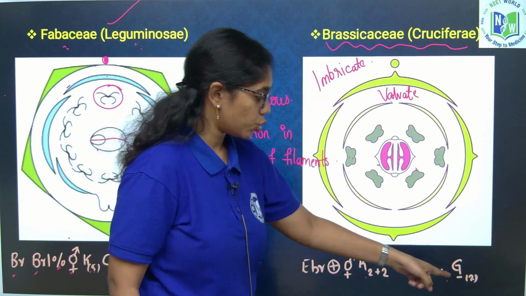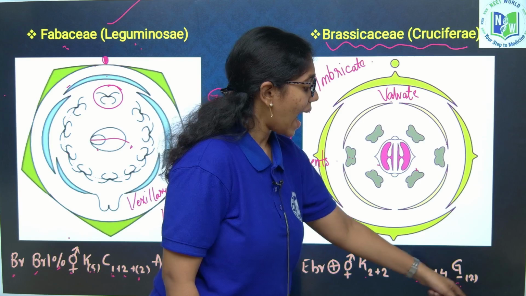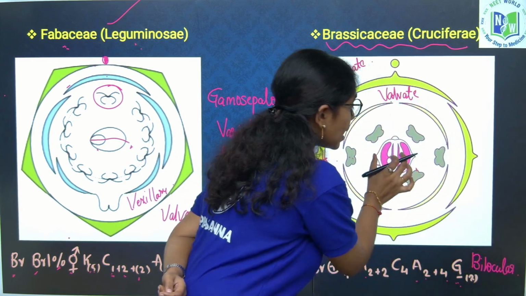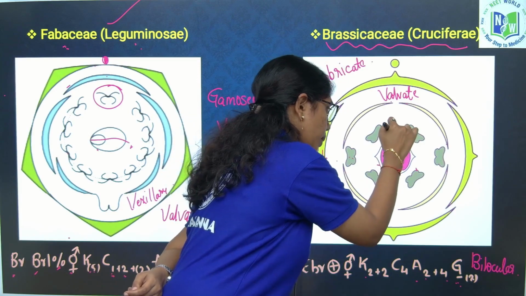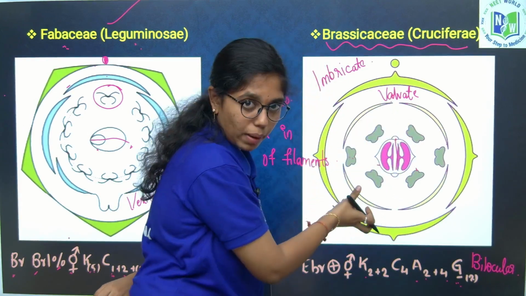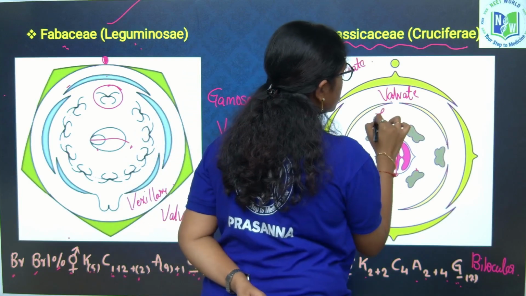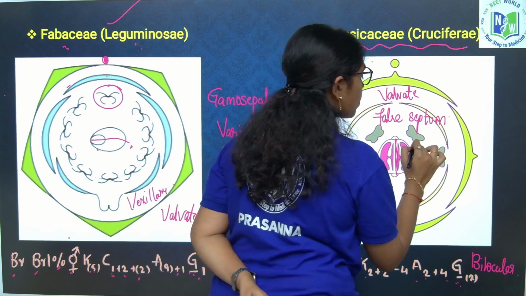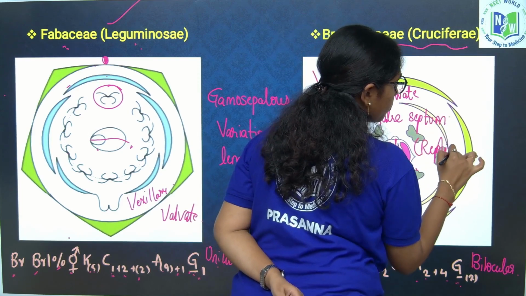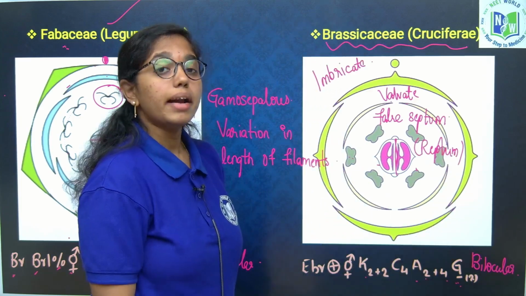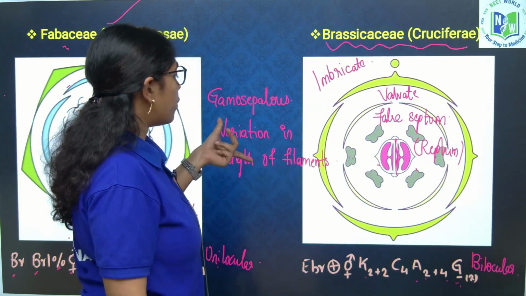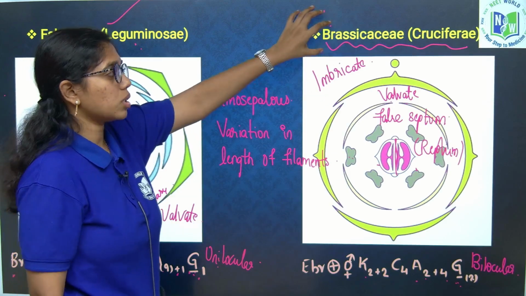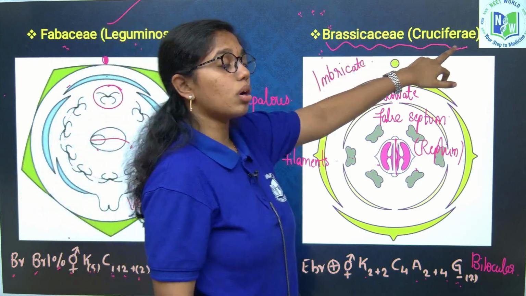Next, gynoecium is superior. So it has superior ovary, and it is bilocular. It doesn't have 2 locules, but just because of a membrane, it appears as 2 locules, bilocular with a false septum, not a true septum. This false septum is also called replum. So replum, false septum, variation in the length of filaments in the androecium. All these terms you have to remember with respect to the family Brassicaceae, also called Cruciferae.